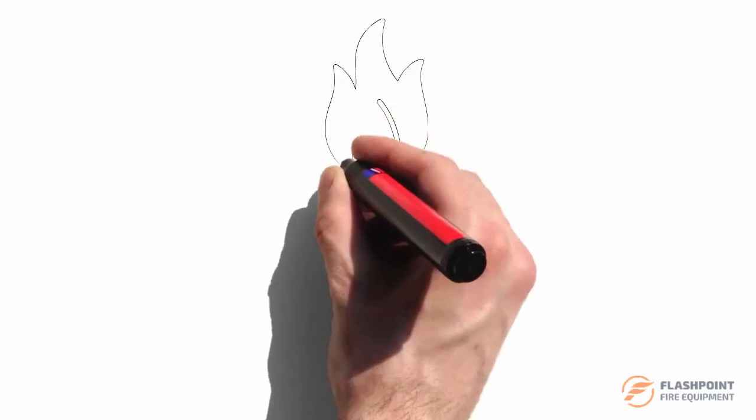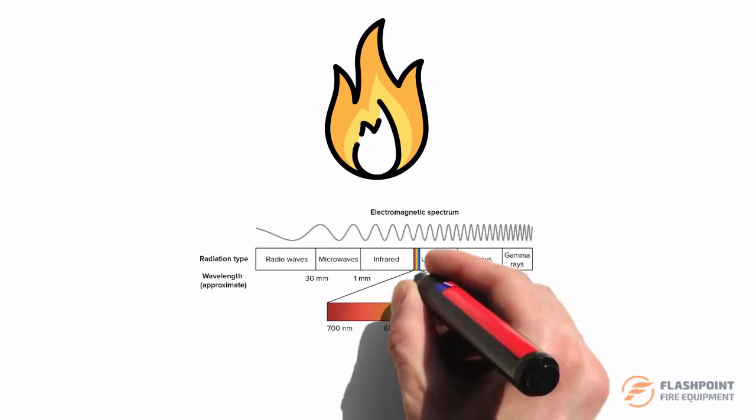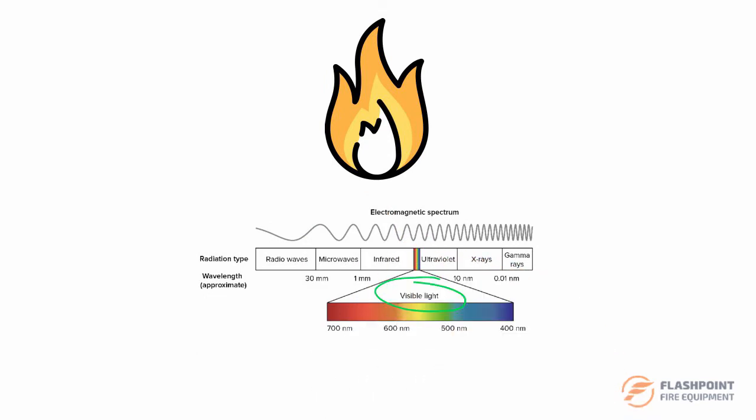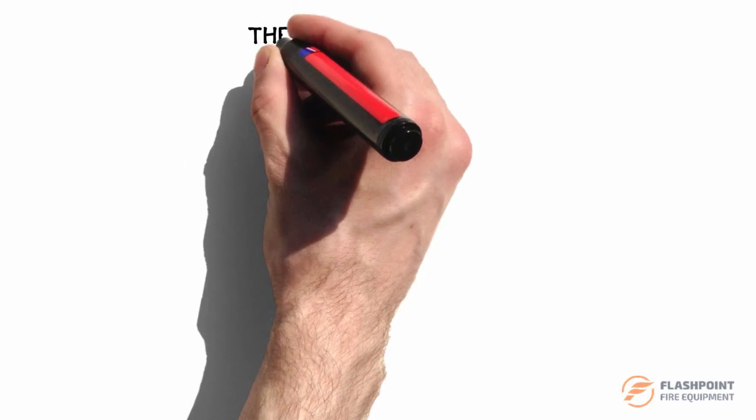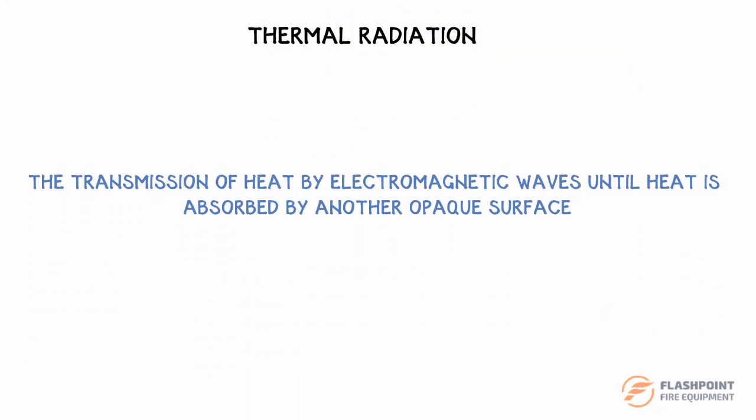Light emitting from a fire in the form of visible flame is electromagnetic radiation that exists at a wavelength visible to the naked eye. This does not mean that electromagnetic energy stops when flames are no longer visible, and in fact, it can extend far beyond either end of the visible portion of the light spectrum. Thermal radiation is the transmission of heat by electromagnetic waves until heat is absorbed by another opaque surface.